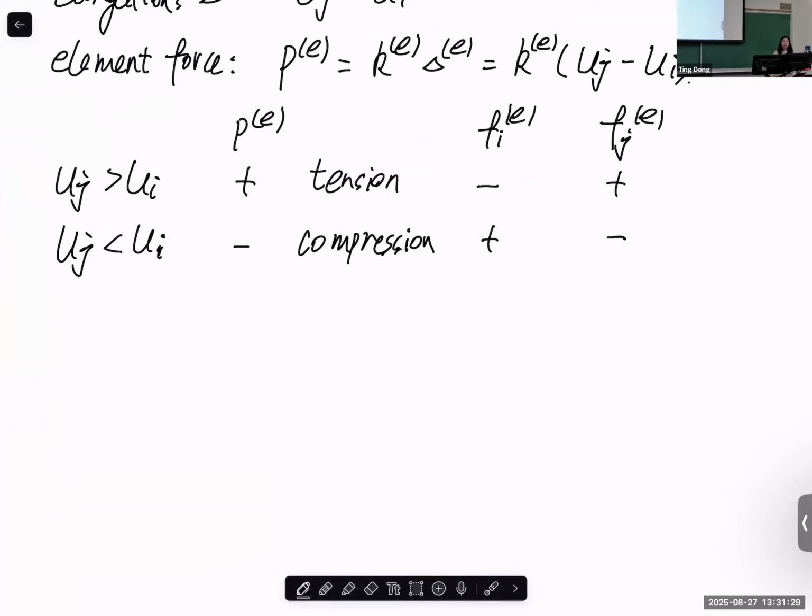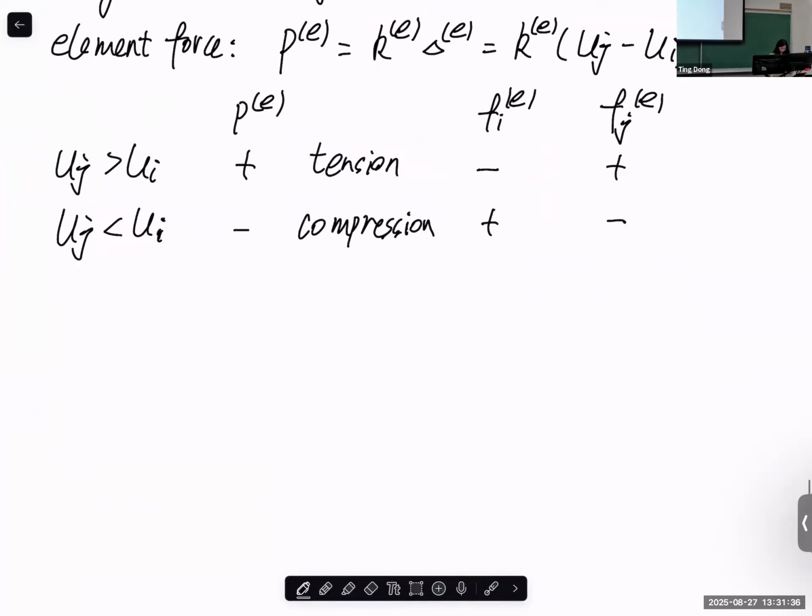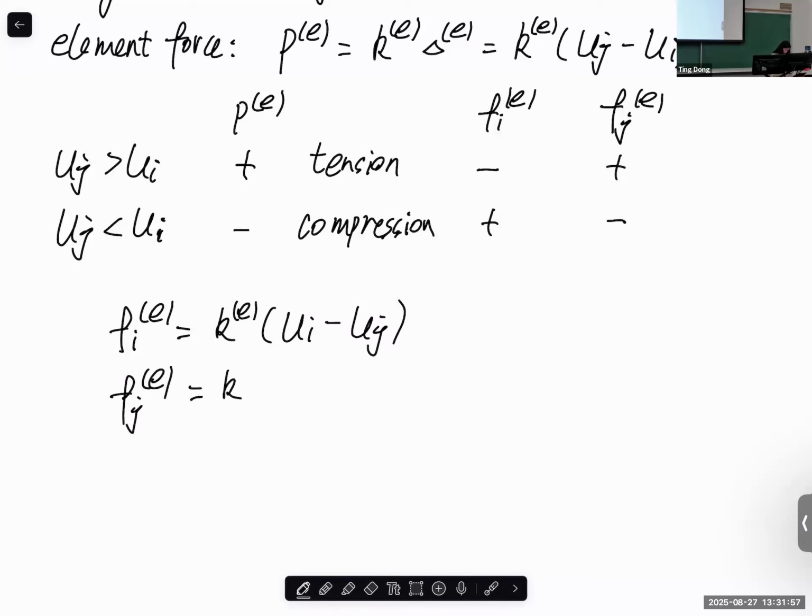So now we can try to find out the matrix equation for this spring element. We write this one in a way that Fi equals K (Ui minus Uj), and Fj equals K (negative Ui plus Uj).